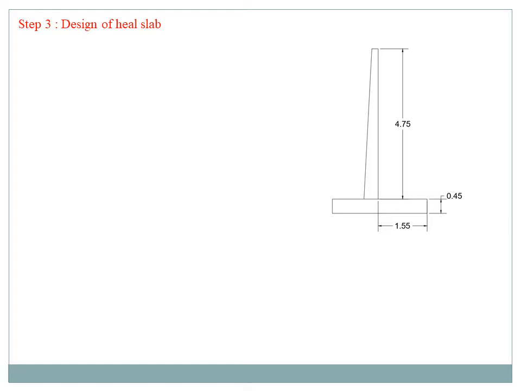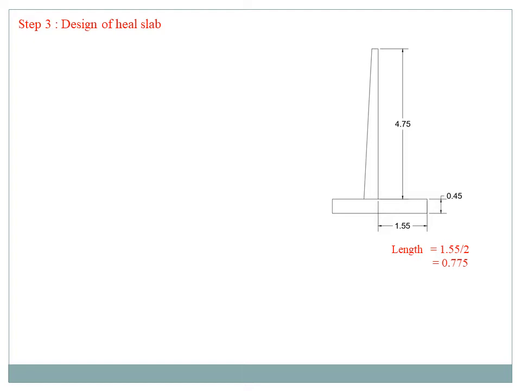Next, step number 3, design of the heel slab. See that this is our retaining wall. The right side portion is what we call the heel slab. The length of the heel slab is 1.55 meter, and the thickness of that slab is 0.45 meter. Above the heel slab we call it the soil area. Now we can find the load and moment of these sections.